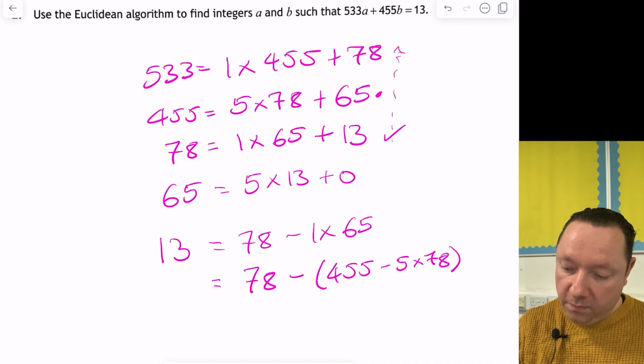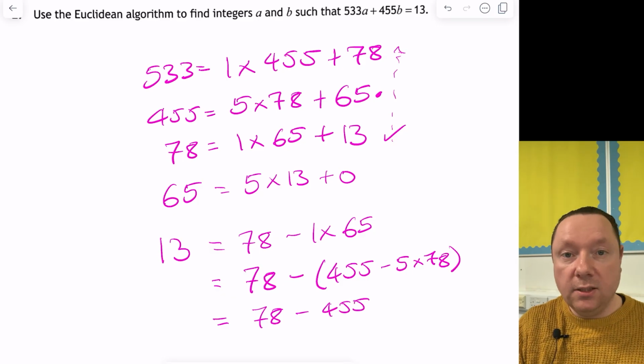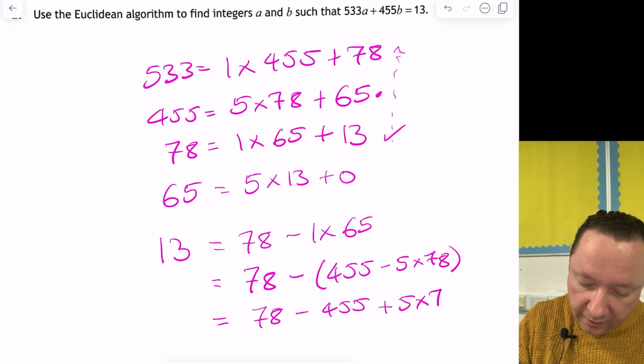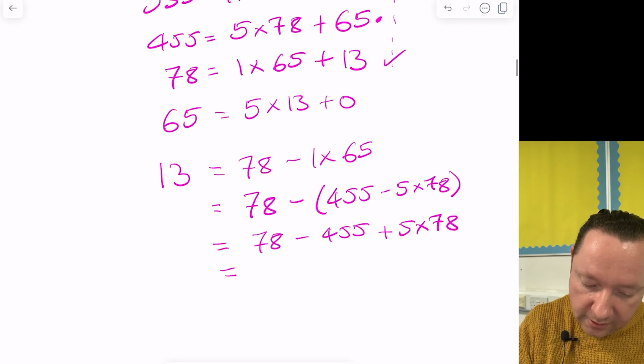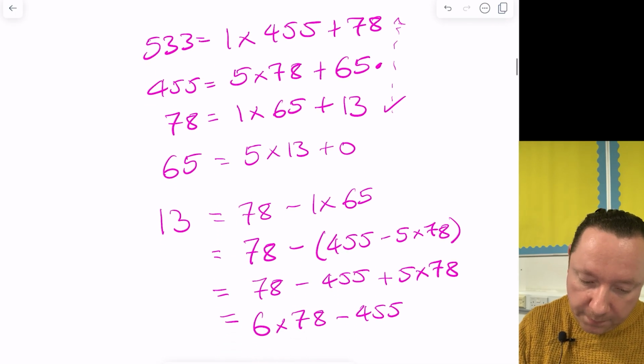And then we can go further than that by expanding that bracket. That's 78 minus 455, and then minus times a minus is a plus, so plus 5 78s. So that is 6 times 78, minus 455, and then we go up again.